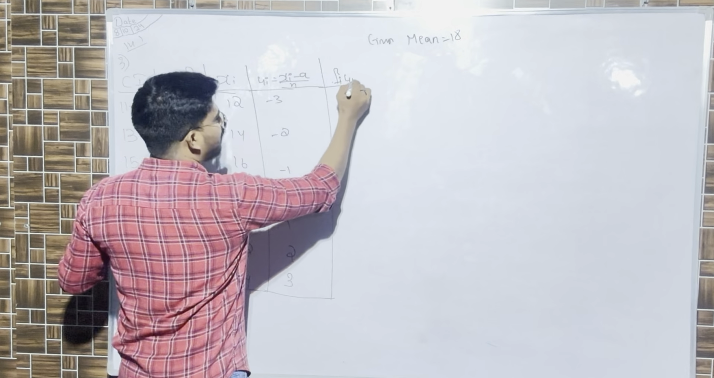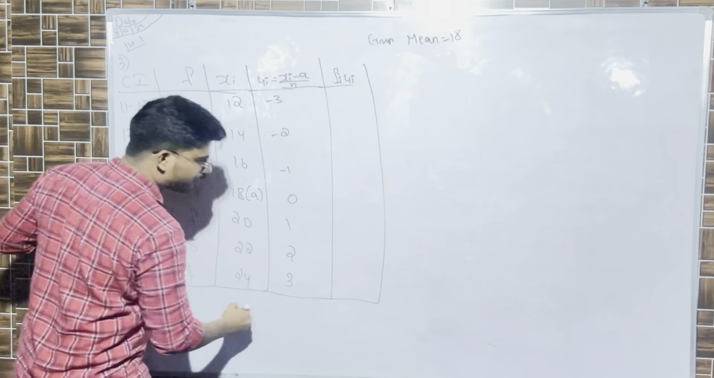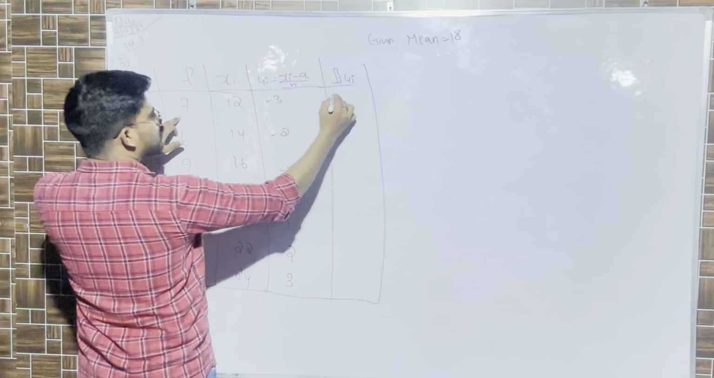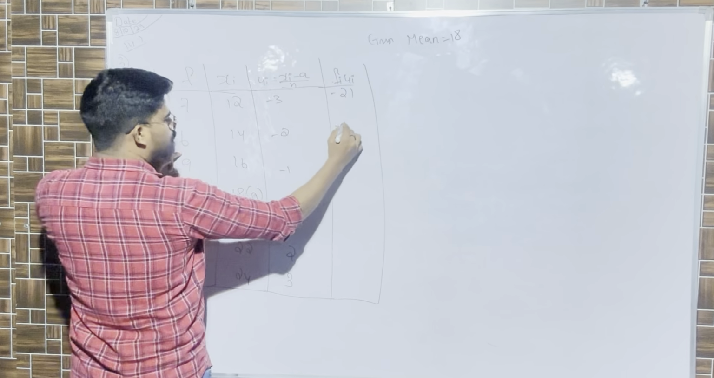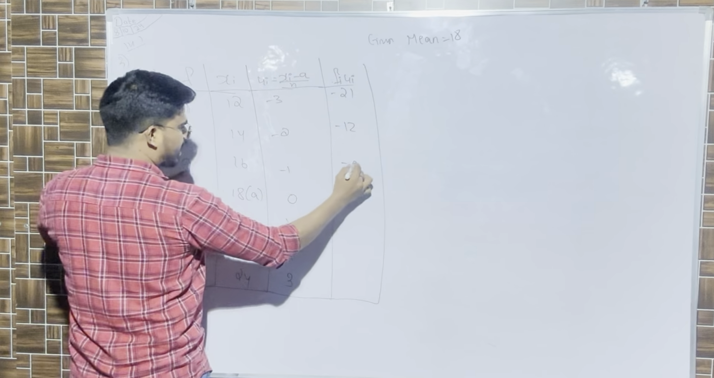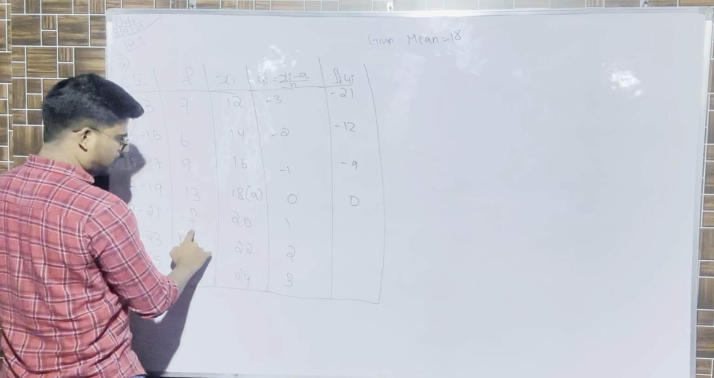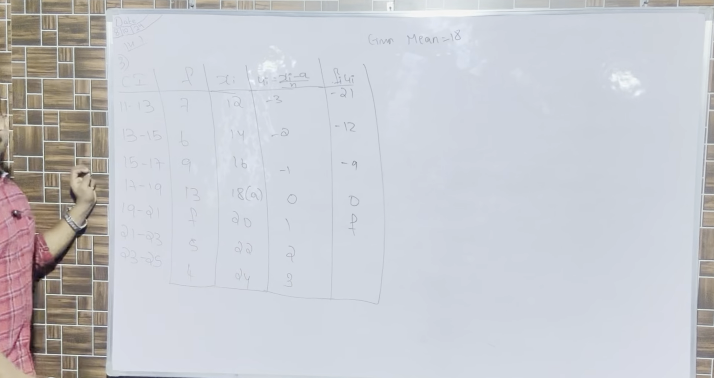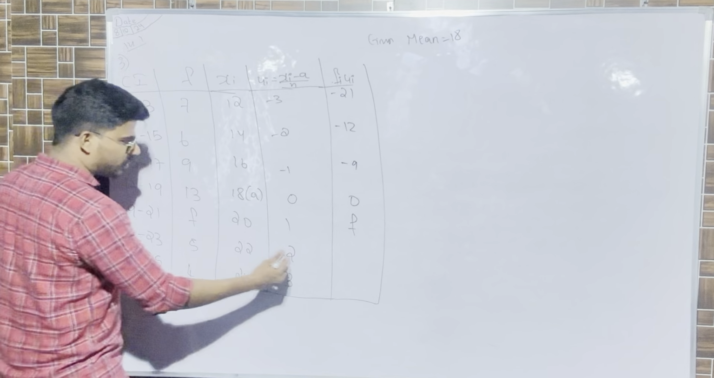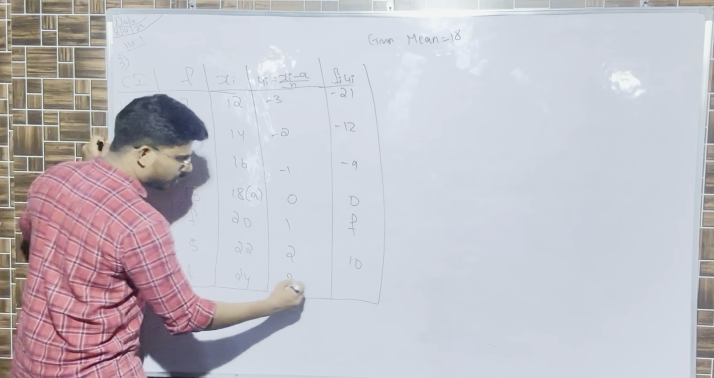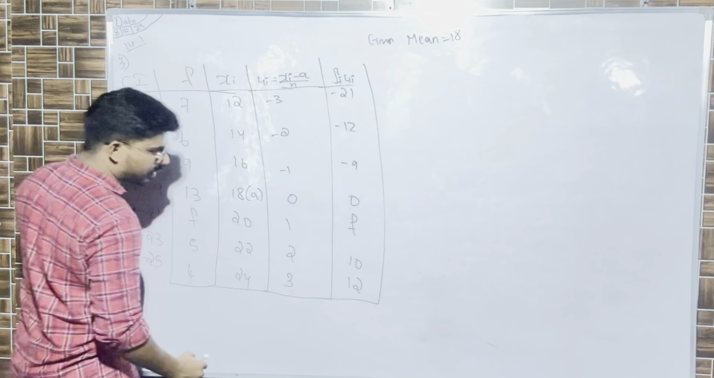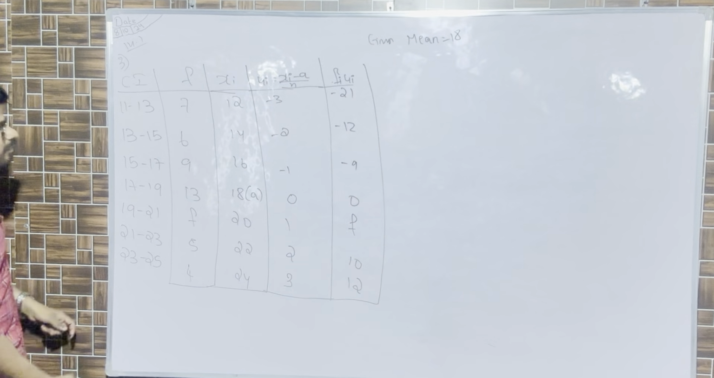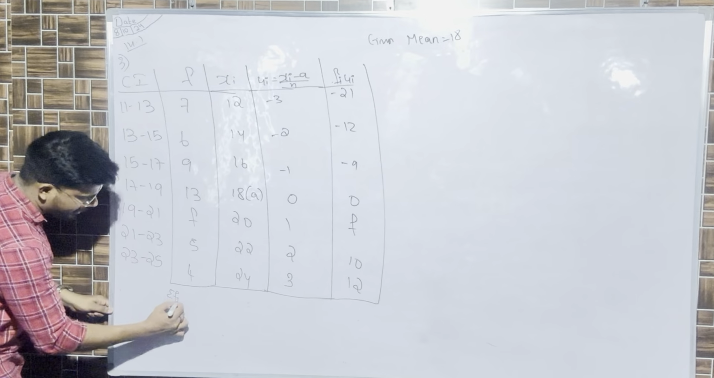Next, FiUi. 7 threes is minus 21, minus 12, minus 9, 0. F into 1 is F. 5 twos are 10, 4 threes are 12. Plus 12 minus 12, we would not consider it. That is there. Sigma Fi.